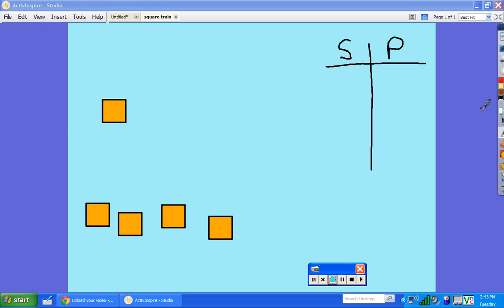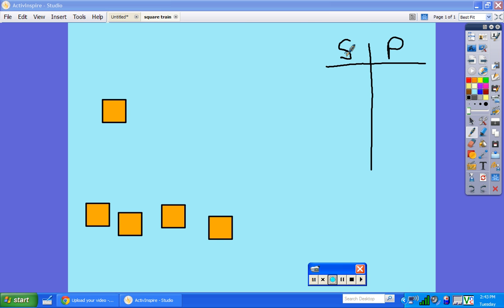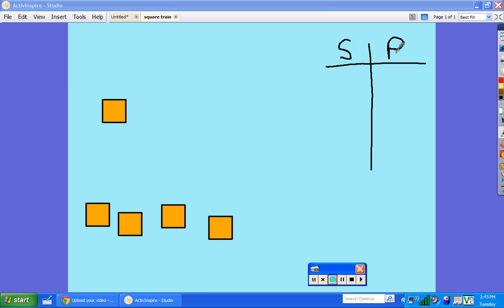Hello, Mr. Hansen here. During this video, I'm going to show you how to create an equation from a given model here. A little bit of background on this first. We've got the square number here, and this is going to stand for the perimeter. So for example, when we have one square, we're going to have a perimeter of 1, 2, 3, 4. So we've got a perimeter of 4.